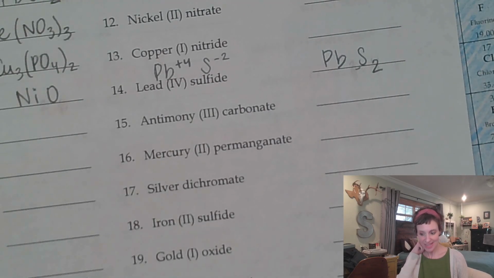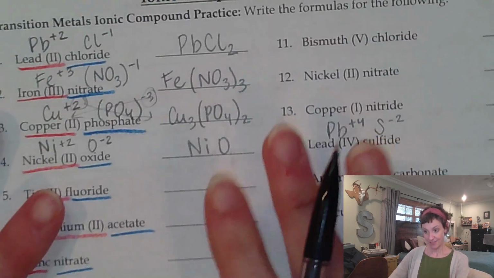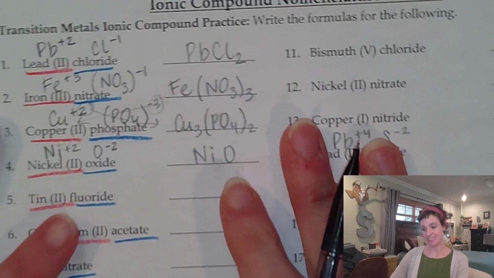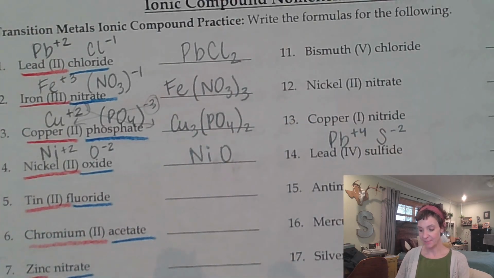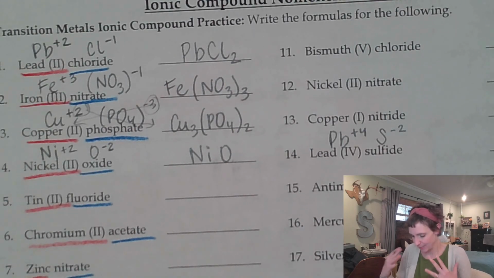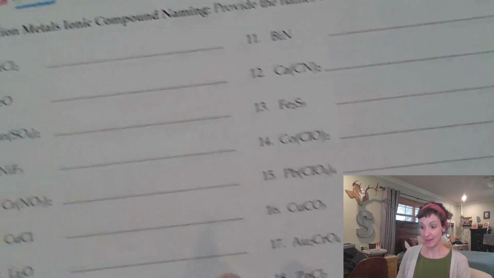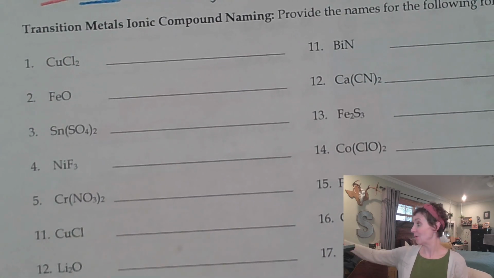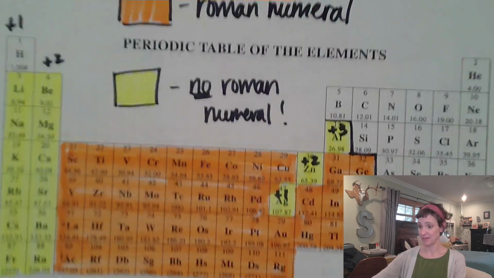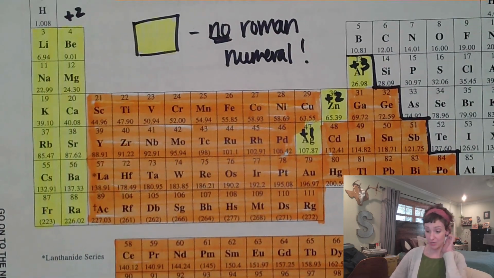Cool. Okay, I want to hop on down and do the naming. I feel like writing formulas for transition metals is a little bit easier than what you were maybe anticipating. The naming stuff can be a little bit trickier. So once again, I brought this real ugly periodic table out. This is so important, you guys.